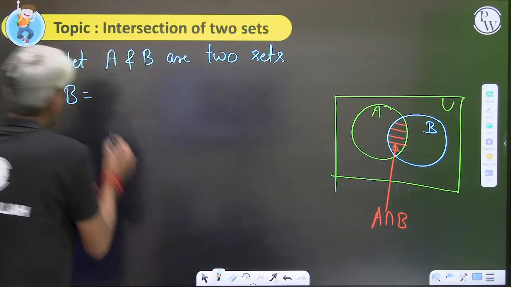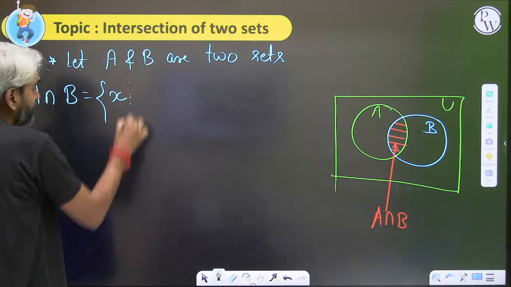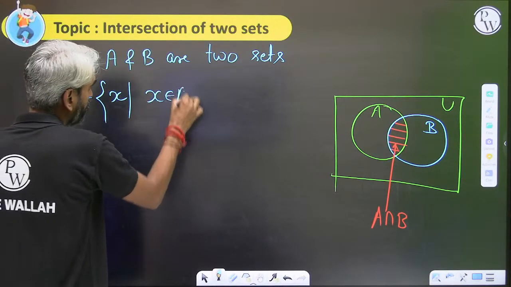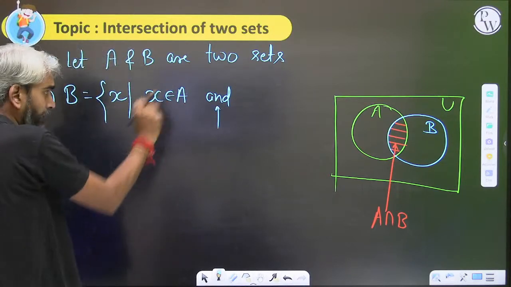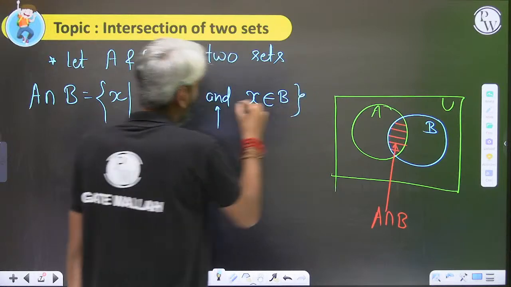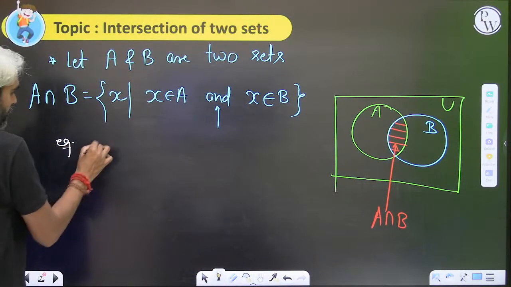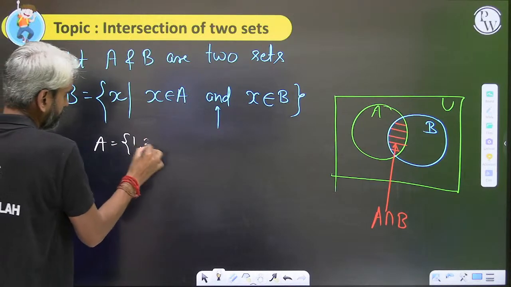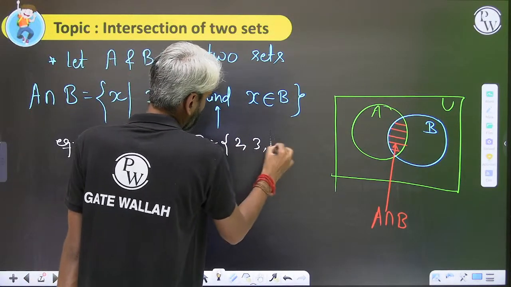So let's look at this. What will be A intersection B? It will be the set of elements X such that X belongs to A and X belongs to B. So this AND should return true. That means X should be a part of set A as well as X should be a part of set B. Yeah. So again, the same example, if I take A equals {1, 2, 3}, B equals {2, 3, 4}.